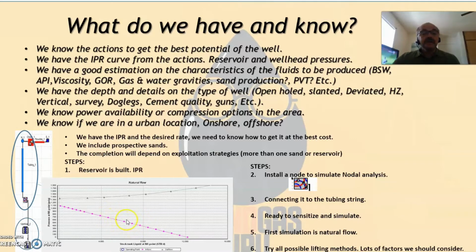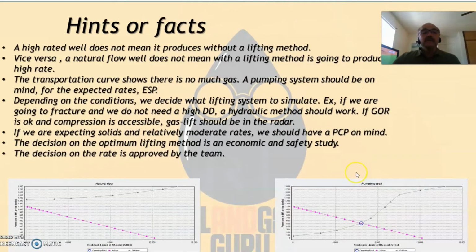In this particular case, the rate was 9,000 barrels, somewhere there. So what do we know from experience? That a high-rate well doesn't mean that it's going to produce naturally. And a low producer can produce naturally, and it doesn't mean the rate is going to be too high if I install an artificial system.